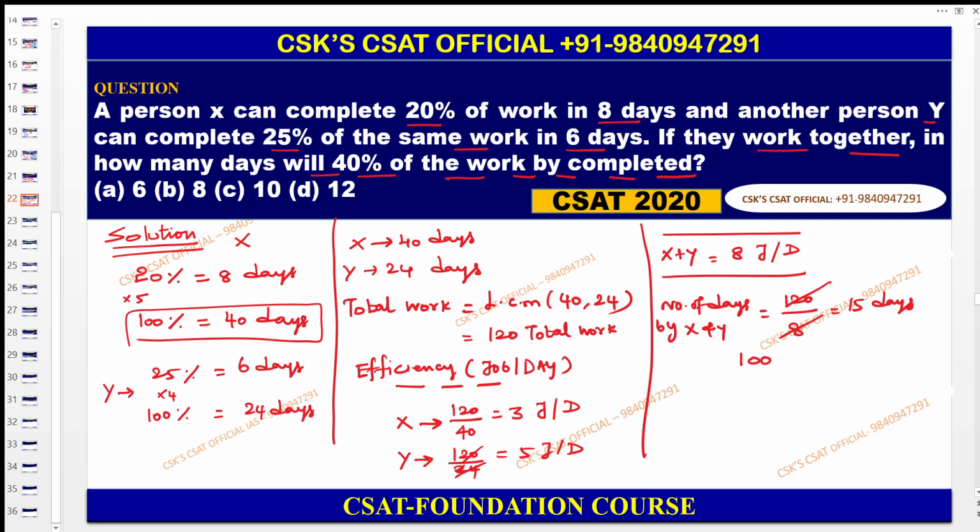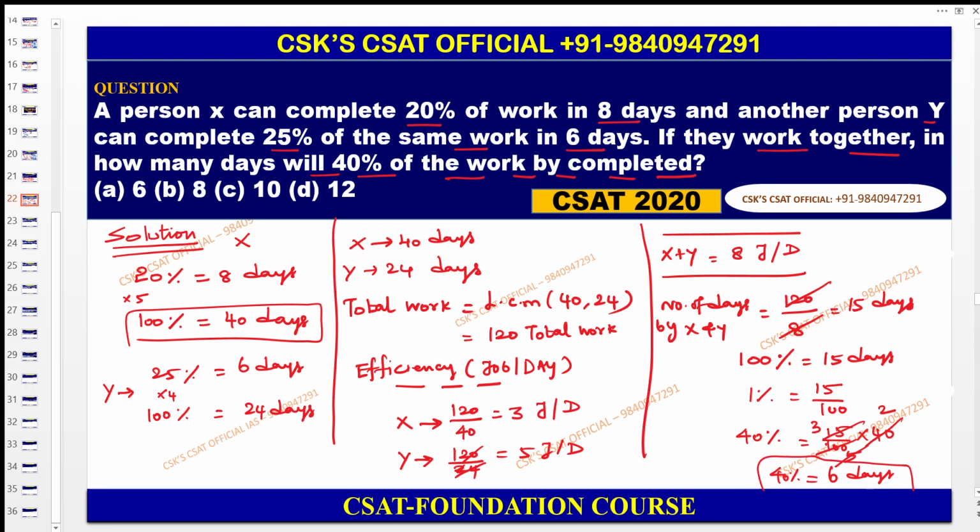Now listen very carefully. 100% of the work is completed in 15 days by X and Y. Then 1% is equal to 15 by 100. Then 40% is equal to 15 by 100 into 40. Now you can cancel this one. 20 table, 2 times here, 5 times here. Again you can cancel, so 3 times here. 3 into 2 is 6. So 40% is equal to 6 days.